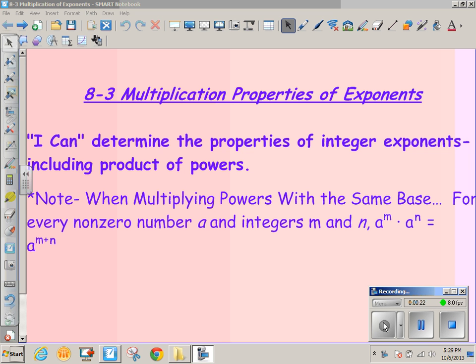Note, when multiplying powers with the same base, for every non-zero a and integers m and n, when you have the quantity a raised to the m power times a raised to the n power, all we're really going to do, if you look at this, is add the exponents together.